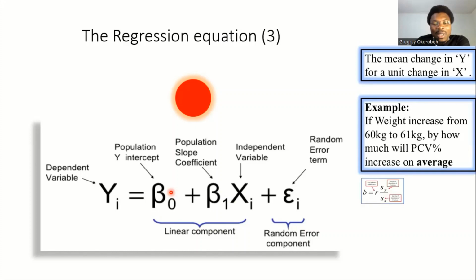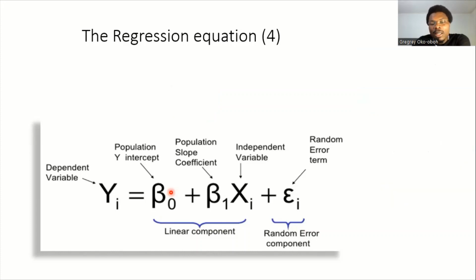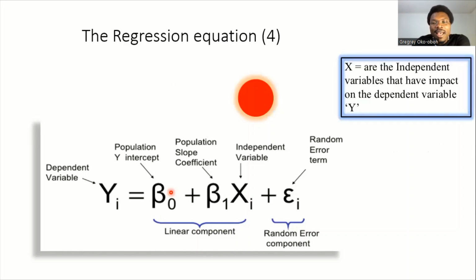And just like beta naught, it has a formula developed by statisticians. We are not interested in this formula for now, but rather we're interested in actually knowing how to interpret and give meaning to beta 1. And just in case you've not noticed, beta 1 and beta naught are actually referring to y. They are mean values of y, even though they are on the right side of this equation. The next item on this equation is x. X is the independent variable that has impact on the dependent variable y.